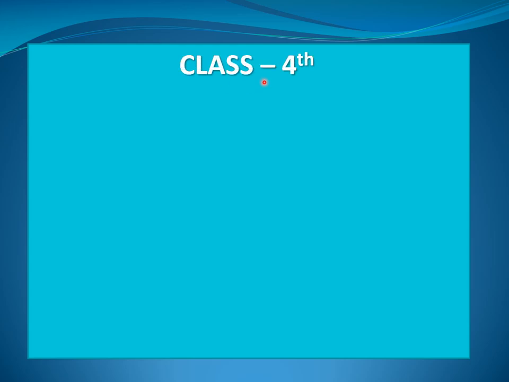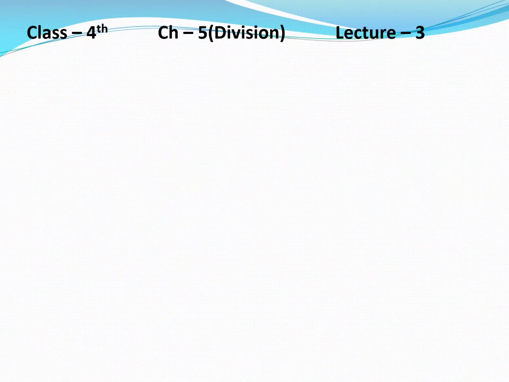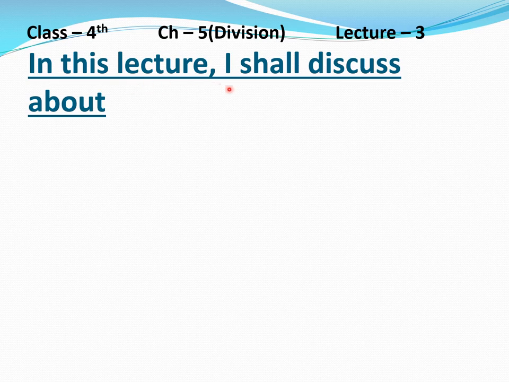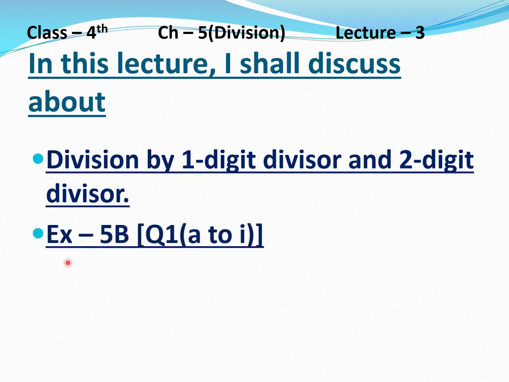This is for class 4th subject mathematics. I will continue chapter number 5 division and this is our lecture number 3. Now in this lecture I shall discuss division by one digit divisor and two digit divisor, and exercise 5b, question number 1, A to I parts. Clear?